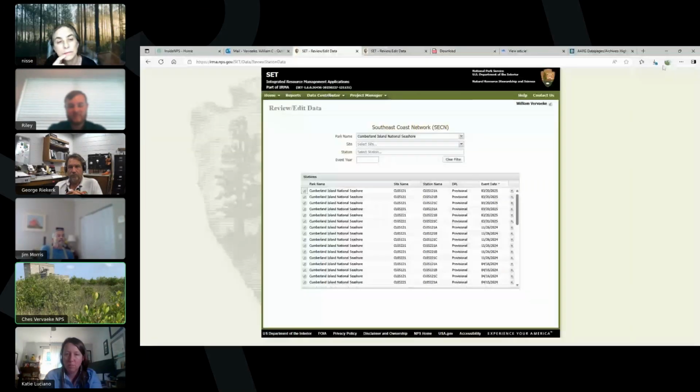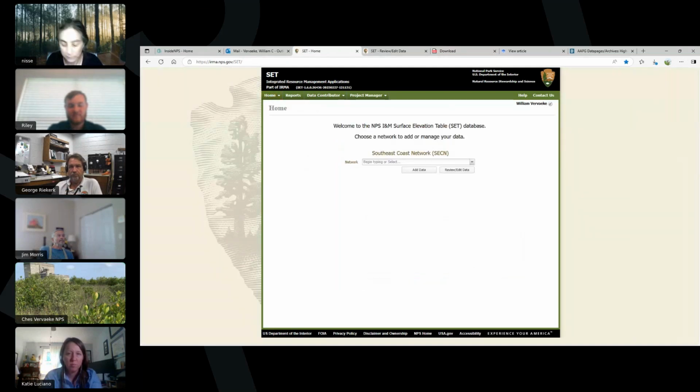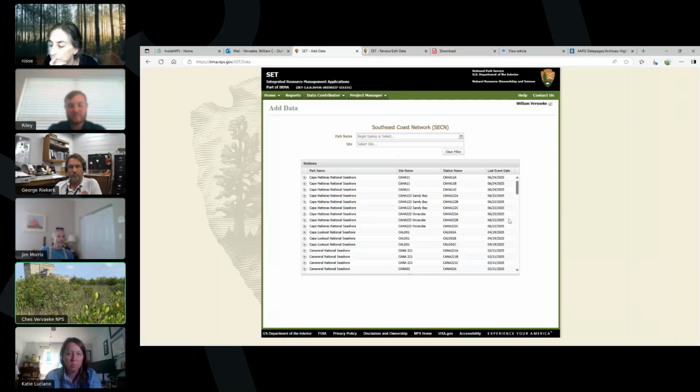All right. So this is going to be the Park Service. This is a SQL database that was set up pre both Laura and me. So this is the database we put our data in, and we have it by network. I only have access to my network, but Laura probably has access to all of the networks. You can go in there and add data.